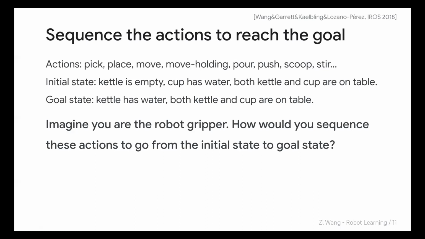And the initial state involves 2 objects, a kettle and a cup. The kettle is empty, the cup has water, and both of them are on the table. And then our goal state is that the kettle has water, and both of them are on the table. So imagine you're the robot gripper. How would you sequence these actions together? Any guess?